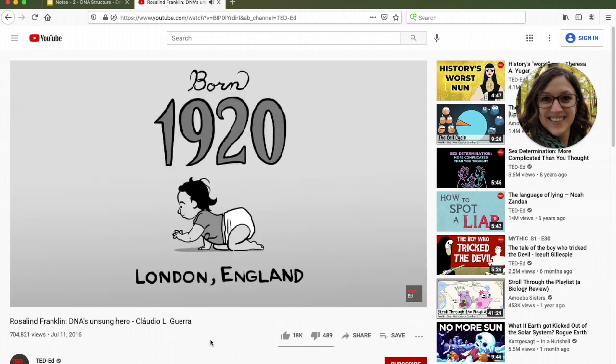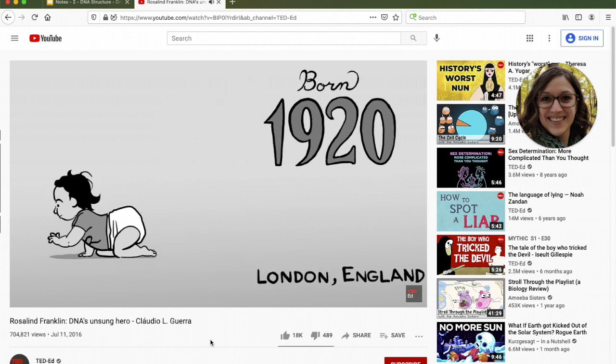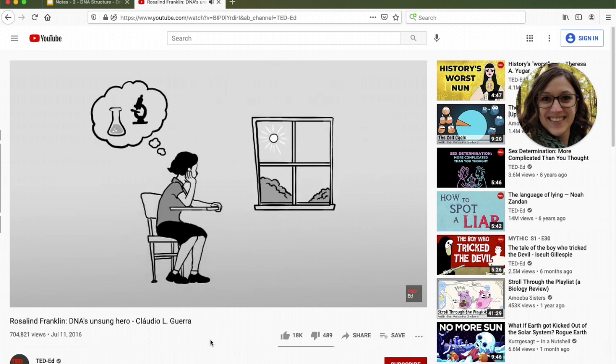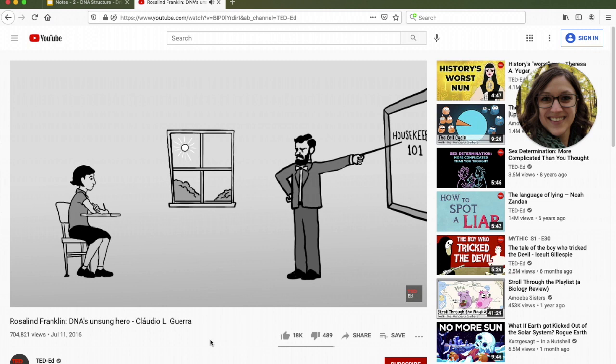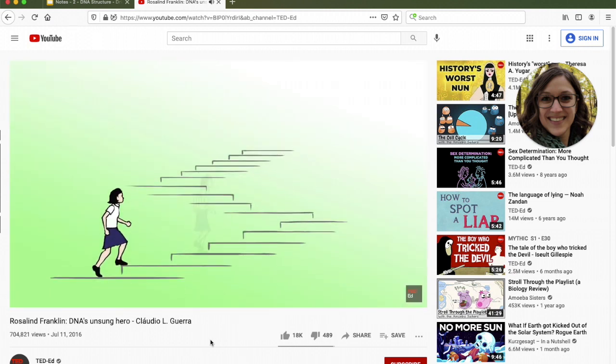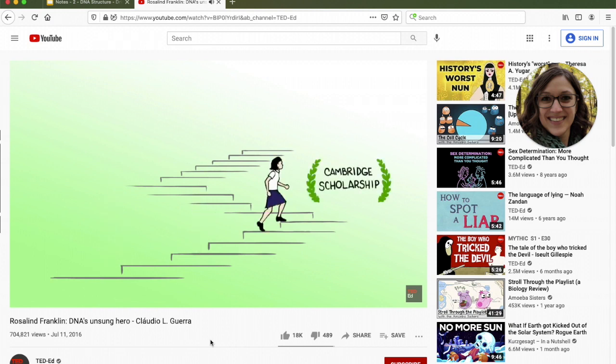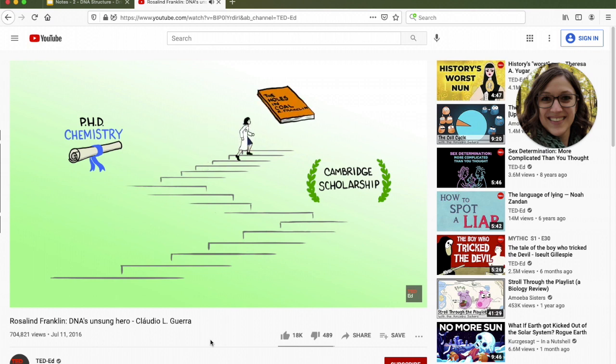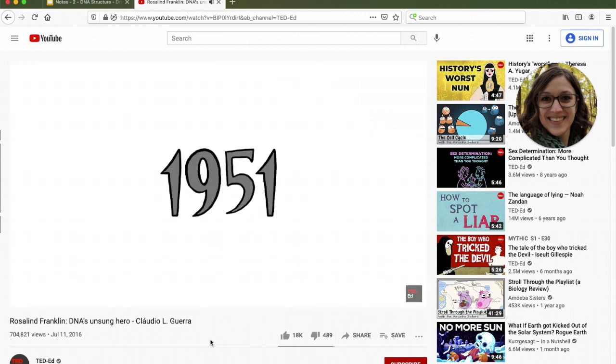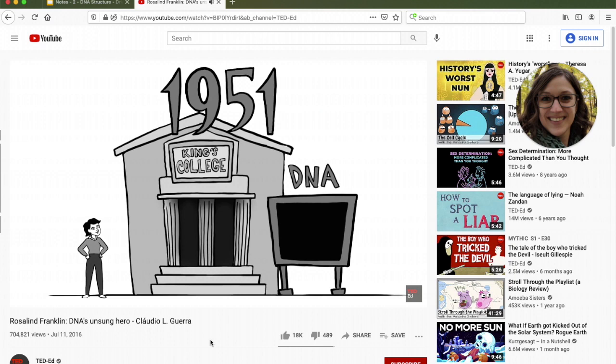Rosalind Elsie Franklin was born in London in 1920. She wanted to be a scientist ever since she was a teenager, which wasn't a common or easy career path for girls at that time. But she excelled at science anyway. She won a scholarship to Cambridge to study chemistry, where she earned her PhD. And she later conducted research on the structure of coal that led to better gas masks for the British during World War II. In 1951, she joined King's College to use X-ray techniques to study the structure of DNA, then one of the hottest topics in science.